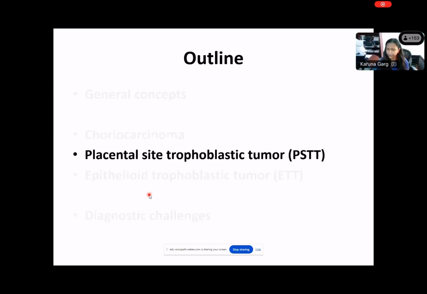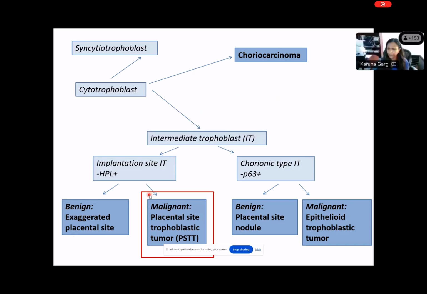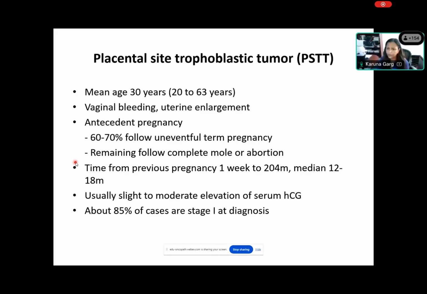Moving on to PSTT or placental site trophoblastic tumor. Again, remember, placental site trophoblastic tumor comes from implantation site intermediate trophoblasts that are positive for HPL. So these patients will either present with bleeding or with uterine enlargement. 60 to 70% of these cases will actually follow an uneventful term pregnancy. 20 to 30% will follow either a complete mole or an abortion.